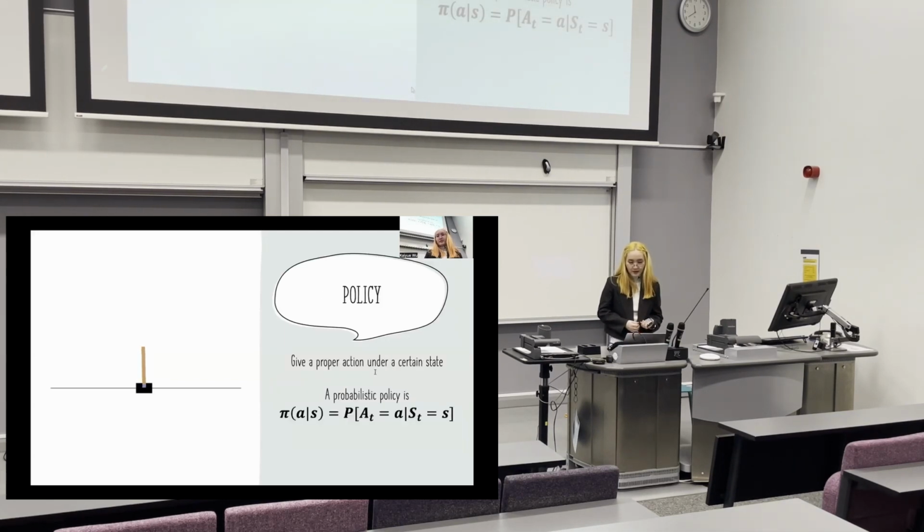Then here comes the policy. It is basically the strategy that the agent follows when making action decisions. It will give a proper action under a certain state. A policy is usually probabilistic, but sometimes can also be deterministic. Compared to a deterministic policy which gives exactly one action choice under a certain state, a probabilistic policy will give each possible action choice under the current state a probability. A higher probability means that the policy is more confident about this action. It thinks the action is very good.